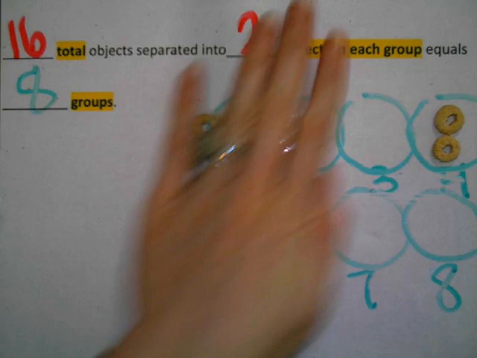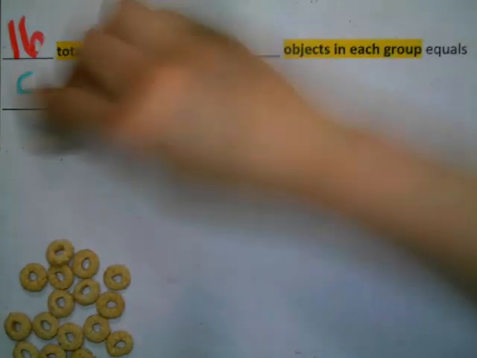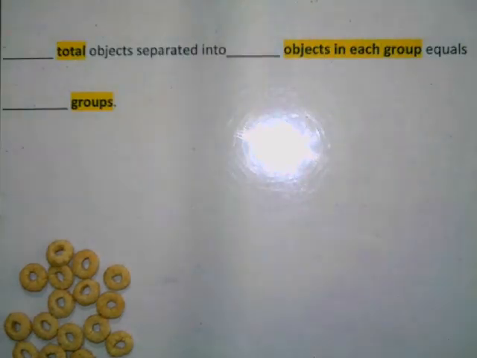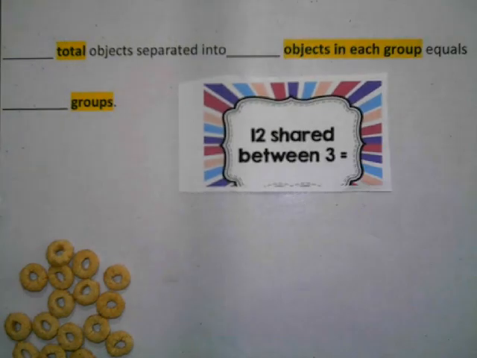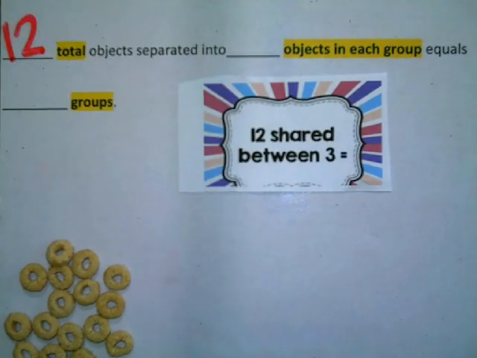Okay, let's clear our boards and solve another one. The next one we are going to solve is 12 shared between 3. So we are going to take 12 total objects and separate them into 3 objects in each group. I want you to pause and do that now and unpause when you are finished to check your work.